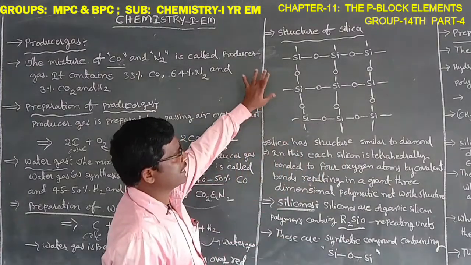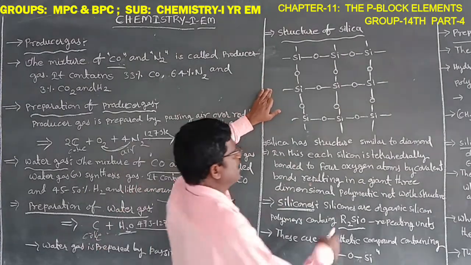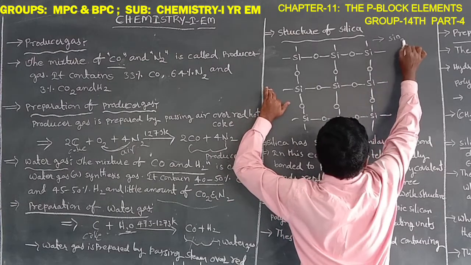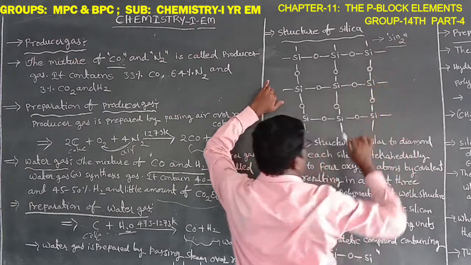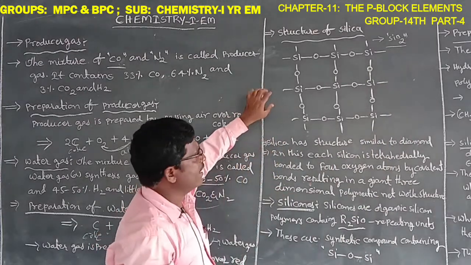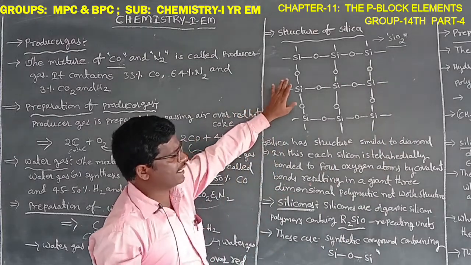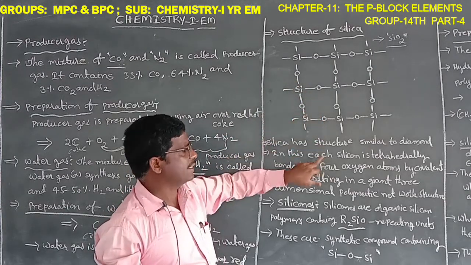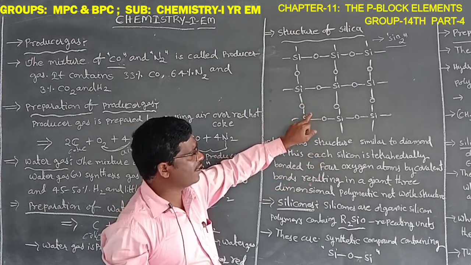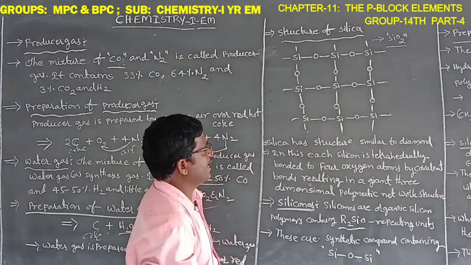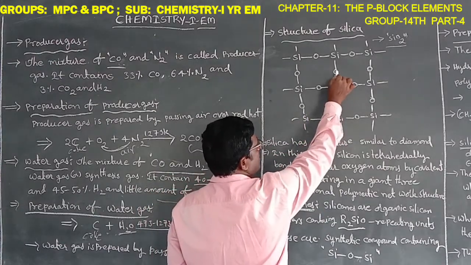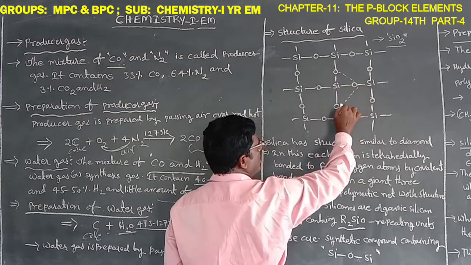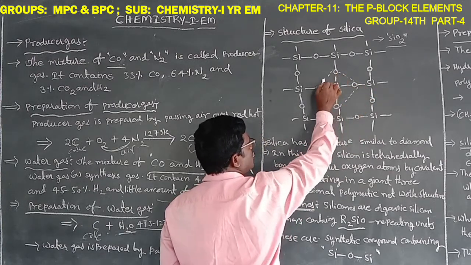Next, the structure of silica. It is also known as carborundum. It is also known as SiO2, silica, or sand. Silica has a structure similar to the diamond. In this, each silicon atom is tetrahedrally bonded. The center silicon atom bonds with 4 oxygen atoms: 1, 2, 3, 4.